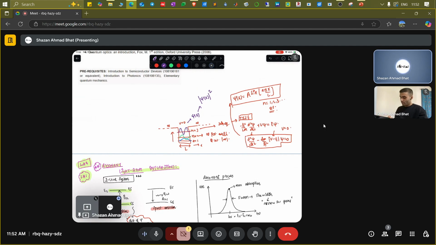And for n equals 1, it will be something like this. When you square it, you get sine square of n pi x over L. So it will be something like this, something like this, something like this. Okay, because the negative will become positive. So this is mod psi square x. This tells you the probability distribution of the electrons inside a quantum well.